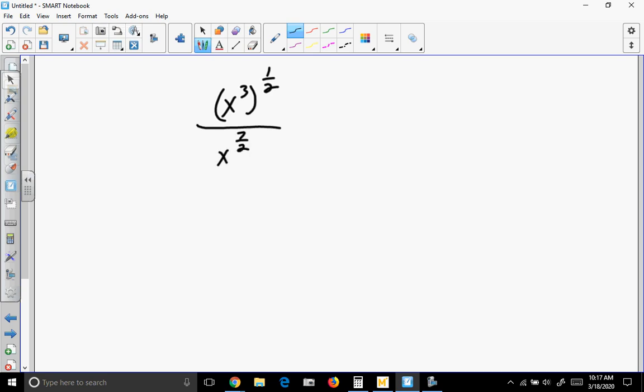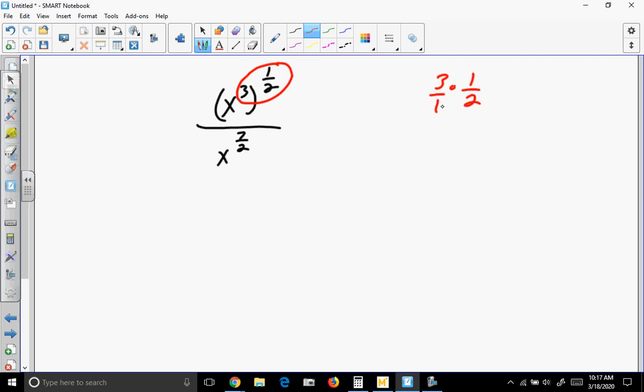So we need to keep our order of operations in mind. There's nothing inside the parentheses that we can simplify, so we need to apply our exponents next. So we have this parenthesis raised to a power. And remember, when we have a power raised to a power, we multiply those exponents.